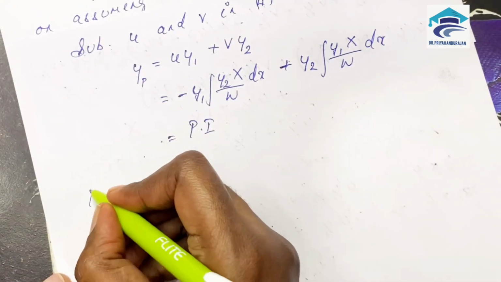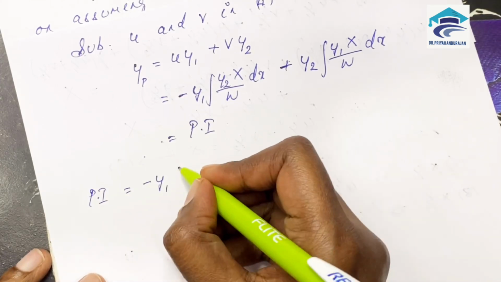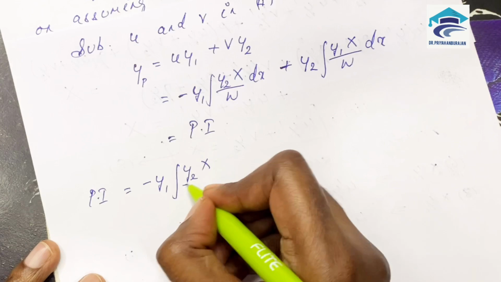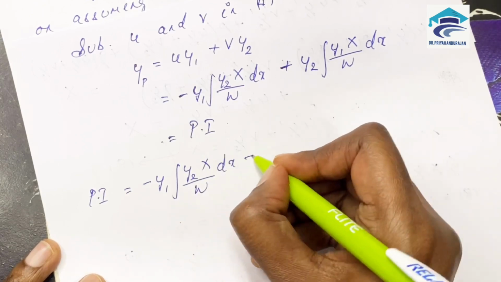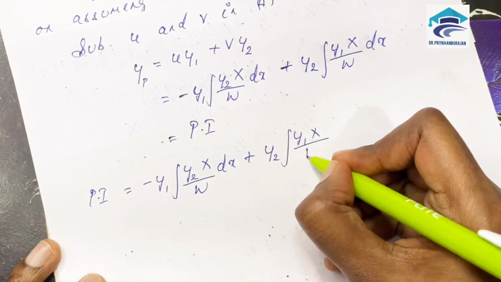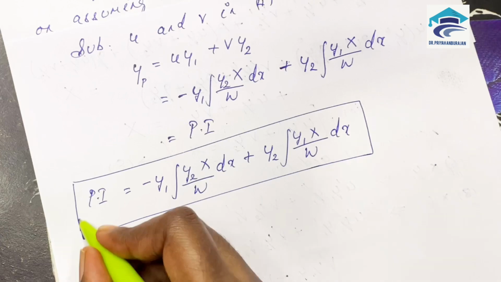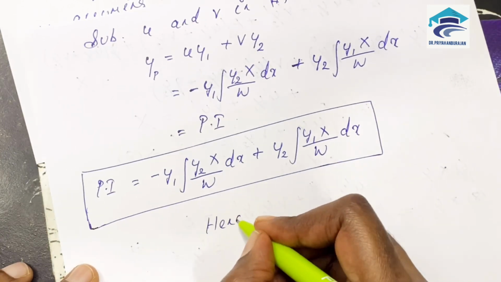Hence the theorem, that is, the particular integral is equal to minus y1 integration of y2x by w dx plus y2 integration of y1x by w dx. Hence proved.